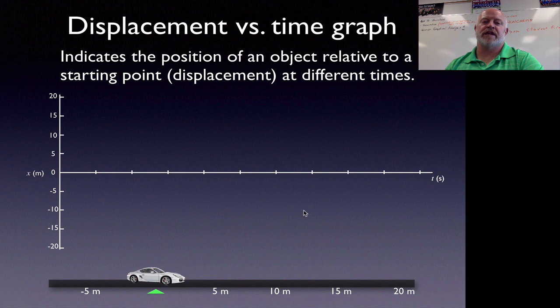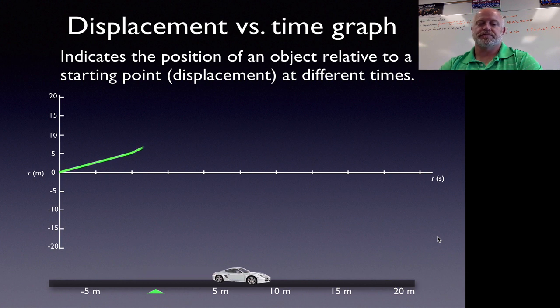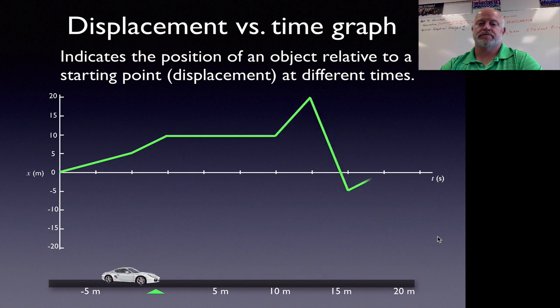Now, in displacement versus time graphs, we actually can map out the movement of an object. So we have our little car down here. I took a picture of my car sitting in my garage, and we're going to take a little drive here. So if I take off and go for a drive, okay, as the car moved, we also saw the graph being built. We're going to do that one more time.